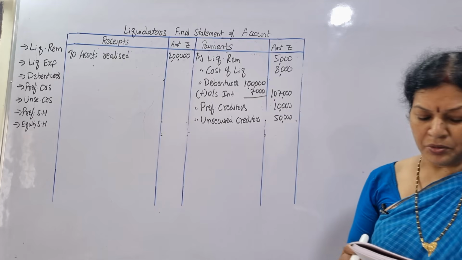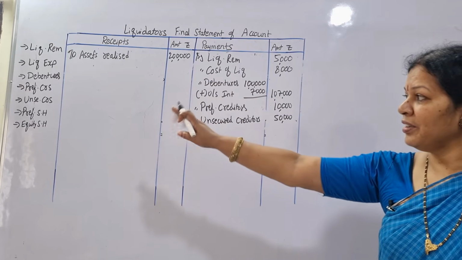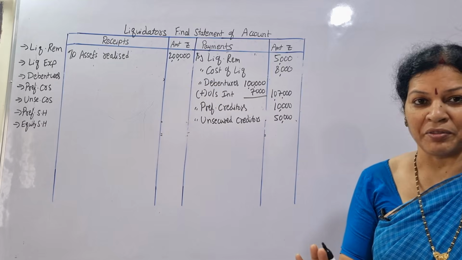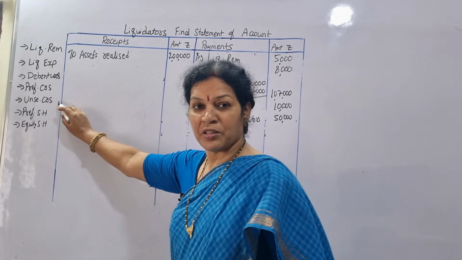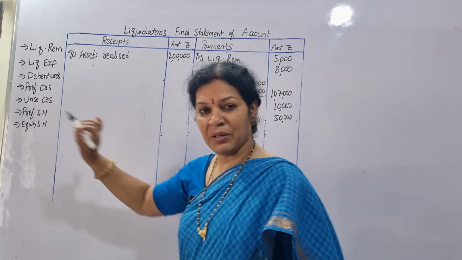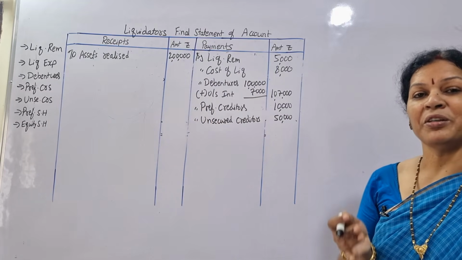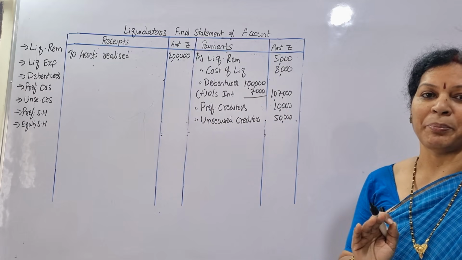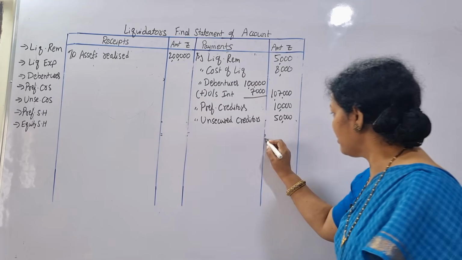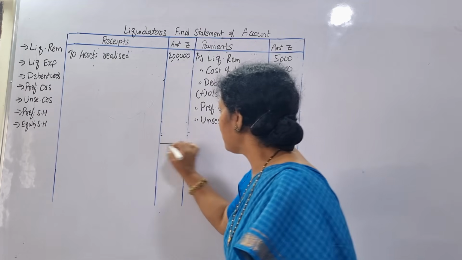Next, to whom do we have to pay? After that, preference shares are not given. After making payment to unsecured creditors, preference shares are not given. What is given? Equity shares are given. But for equity shares, how much amount is left? That we are going to pay to the equity shareholders. Let us see how much balance is left.